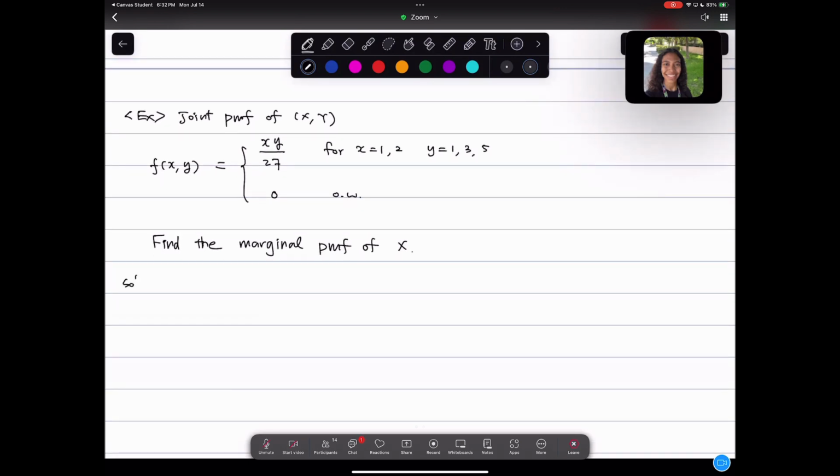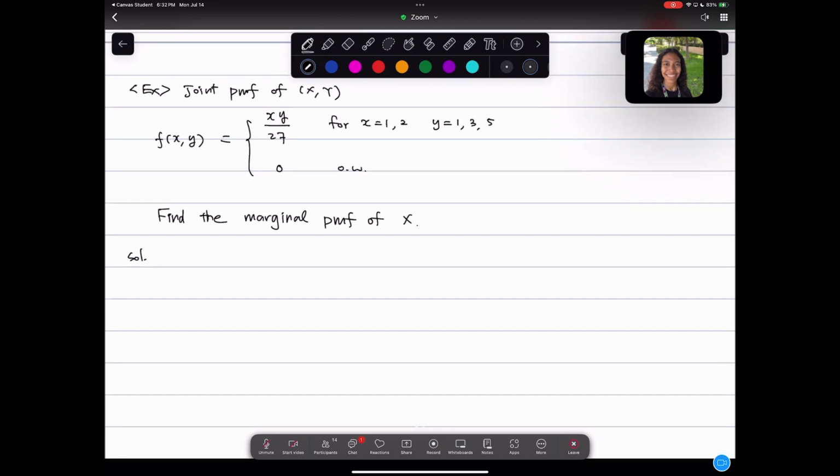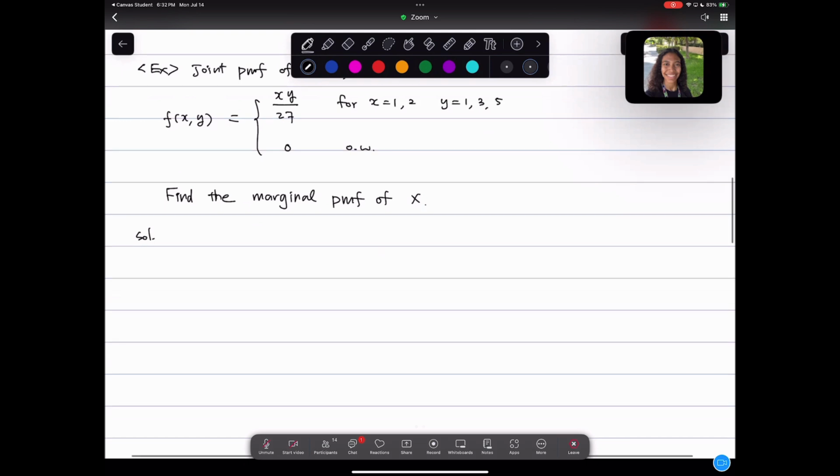For this joint PMF case, it's a lot easier to look at the entire table of probabilities, so why don't I re-express it as a table? In general, you will see the joint PMF as this table of values. I have some x values and some y values. I'll put 1 and 2 for my x values, and write my y values in the first row, 1, 3, and 5. The values inside should be the probabilities.